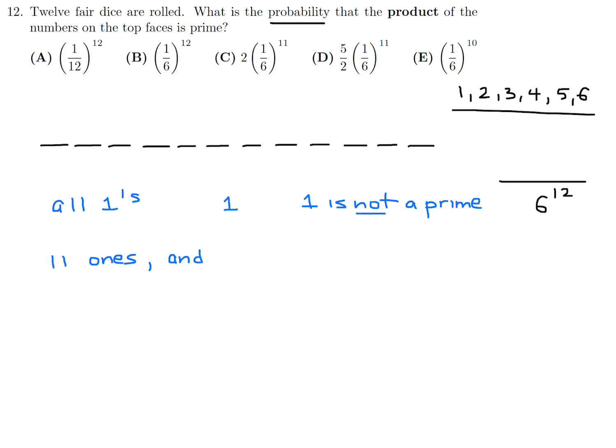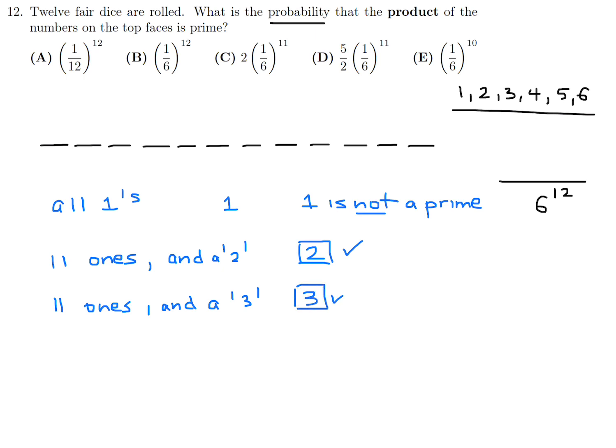Right? Because if the 2, for example, is here and these are all 1s, the product will be a 2. Does that make sense? So that means the product is a 2. And is that a prime? Yes, it is. How about 11 1s and a 3? That would work, right? Because 3 is another prime number that's possible in terms of the dice. And that would result in a product of 3.